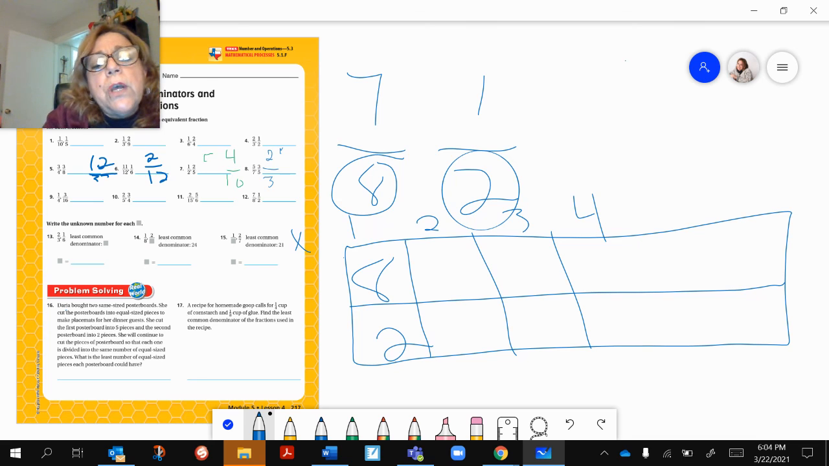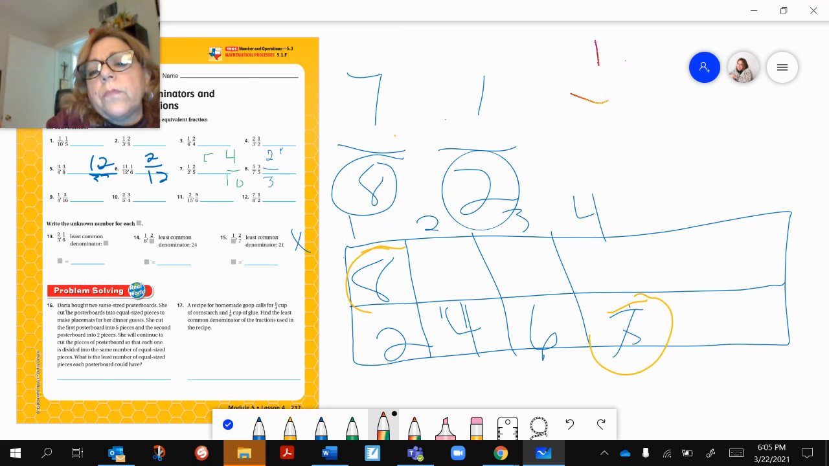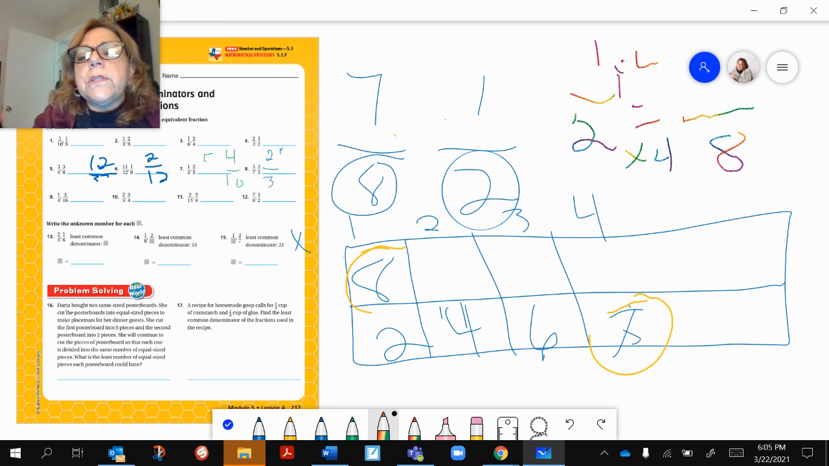1 times 2 is 2. 2 times 2 is 4. 3 times 2 is 6. 4 times 2 is 8. And you're absolutely right. The common denominator is 8. So I don't need to do anything to the 7/8. My 1/2, on the other hand, I multiplied that by 4. 2 times 4 equals 8. So 1 times 4 equals 4.